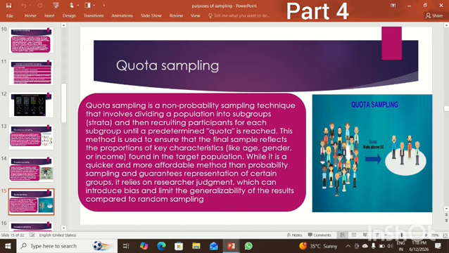While it is a quicker and more affordable method than probability sampling and guarantees representation of certain groups, it relies on researcher judgment, which can introduce bias. If the quota sampling standards are difficult to measure or to get, then it can introduce bias. But if they are easy, and if they are matching the standards, then it will be an easy technique, though it can introduce bias and limits the generalizability of the results compared to random sampling.